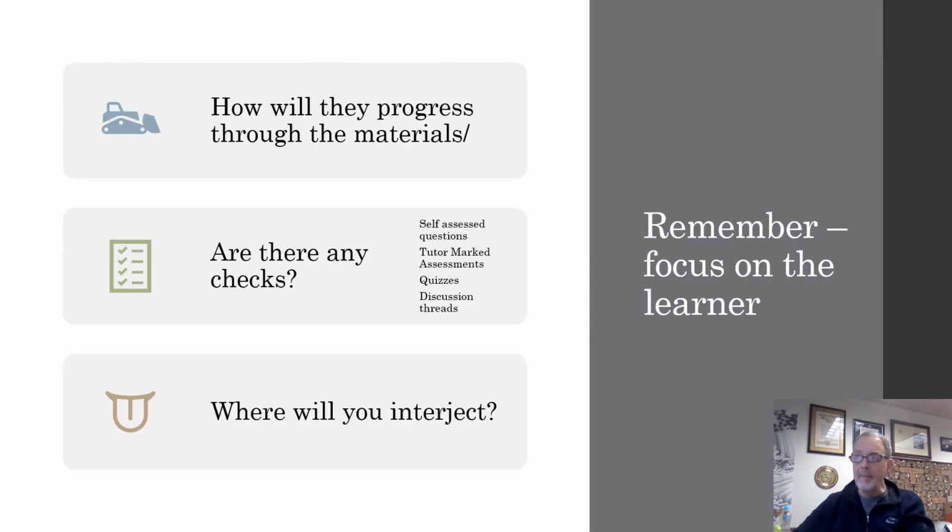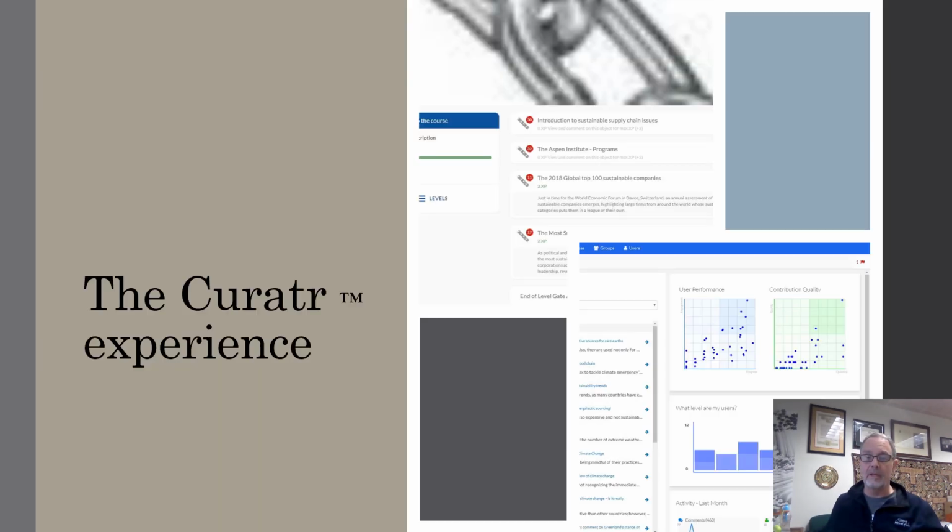So remember what the focus is. It's on the learner. How will they progress through the material? Are there any checks on their learning? There should be. Self-assessed questions, TMAs, tutor marked assessments, discussions, and quizzes. And where will you interject? You don't have to be the person who's in the classroom 24/7 responding to every post. Let the students stimulate the discussions. It helps if you've got some reports from your learning management system just to see how people are progressing and to make sure that they've actually logged in. So you can actually keep eyes on your student learning.